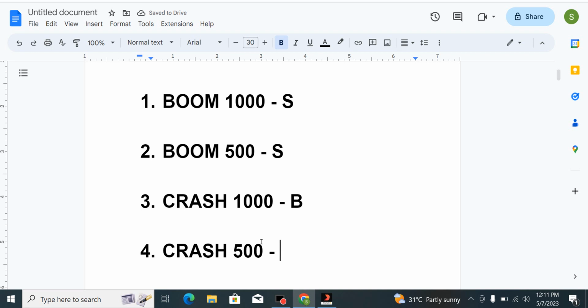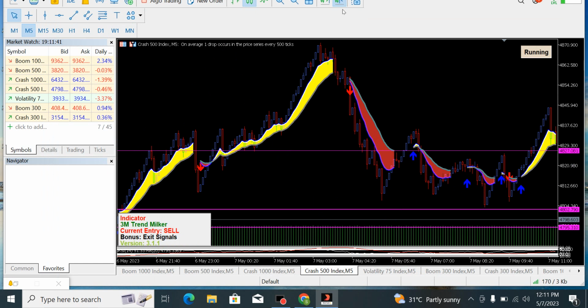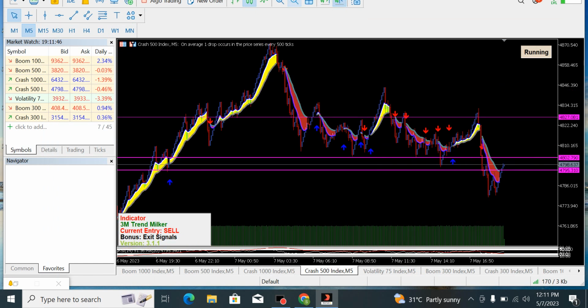The next asset is going to be Crash 500. Let's check it out right away. Okay guys, this is Crash 500, still on the 5-minute time frame.